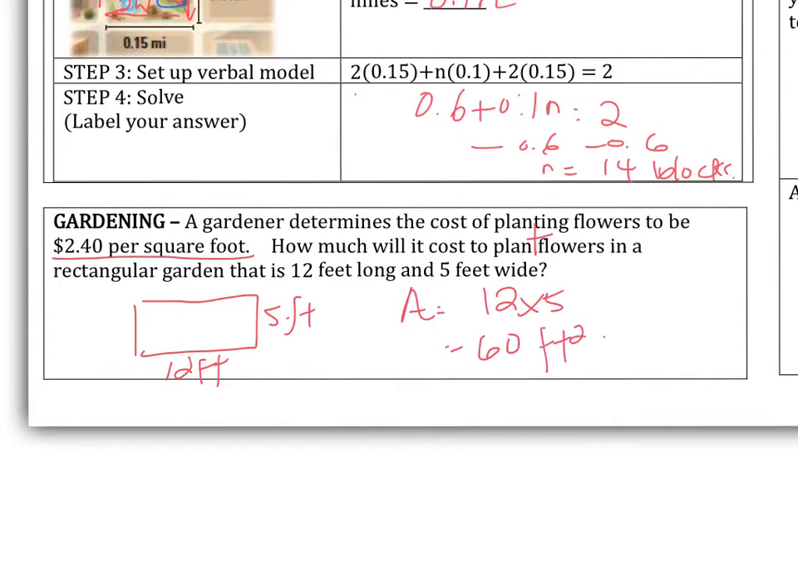And then to calculate the total cost, we can take 60 and multiply that by $2.40 per square foot. And you will get $144.